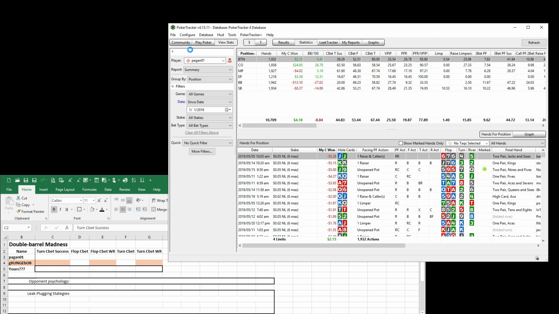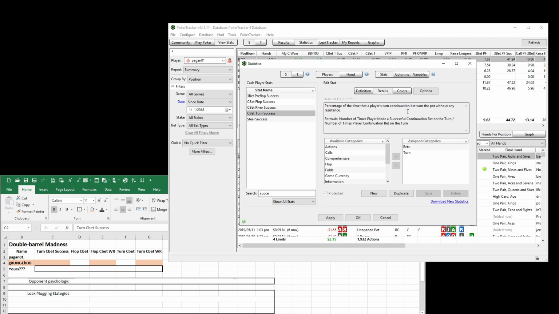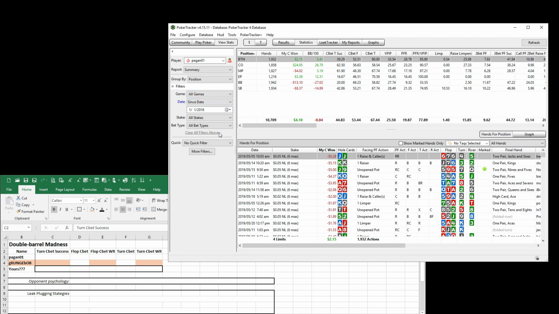If you ever have a question on any statistic, just go to configure, statistics, type in a couple letters from the stat, and all the other stats pop up. CBET turn success: percentage of the time that a player's turn CBET won the pot without any resistance. So, that was the first indicator that GrungeBob, you can see I have him highlighted in orange, suffered from this leak right here.